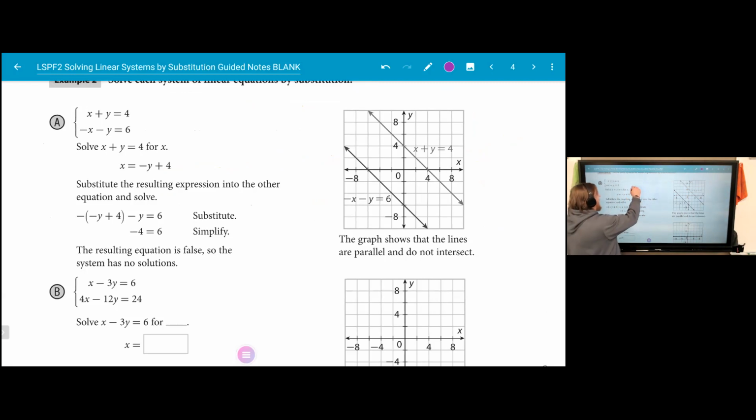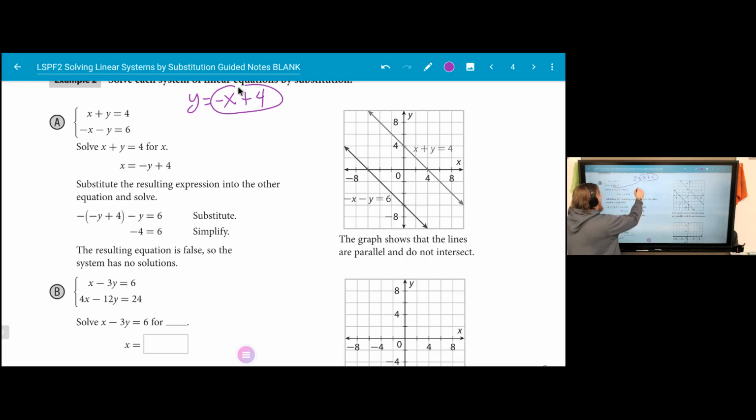I'm going to subtract x from both sides. Y equals negative x plus 4. It didn't matter, I could have solved for x. Anywhere I see y in the second equation, instead, I'm going to put negative x plus 4.